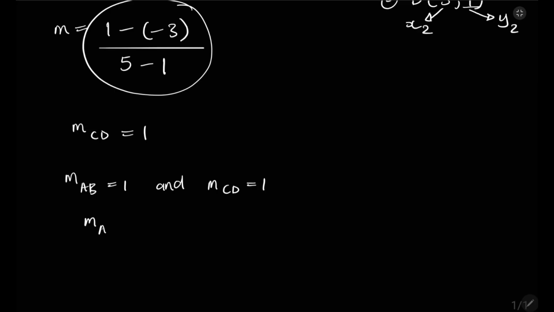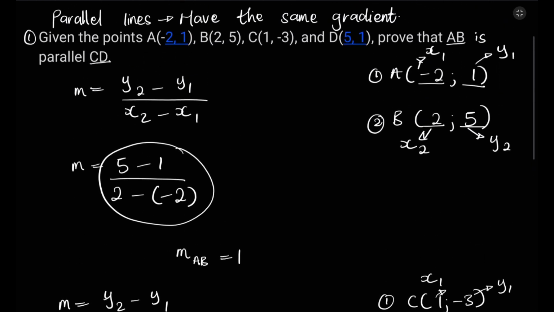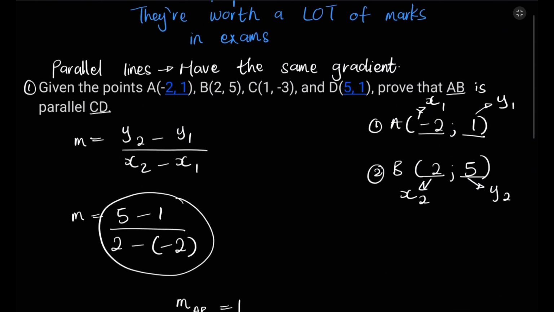So the gradient of AB is equal to the gradient of CD. You have now proven that these two lines are parallel as they have the same gradient. So just remember, no matter how they phrase this, parallel lines always have the same gradient. If they've given you these 4 points, you have to find the gradient of the first 2 points, then the last 2 points, provided that they've specified the pairs.